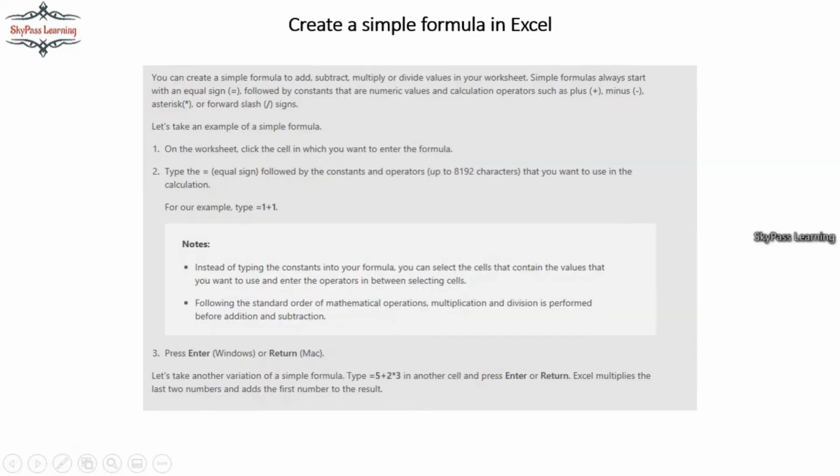So these are the signs that are used. A formula always starts with the equal to sign. Point to be remembered and noted down. You can use the calculation operators like the plus sign for addition, the minus sign for subtraction, the asterisk sign for multiplication, and the forward slash sign for division, so that you can use this in a simple format.